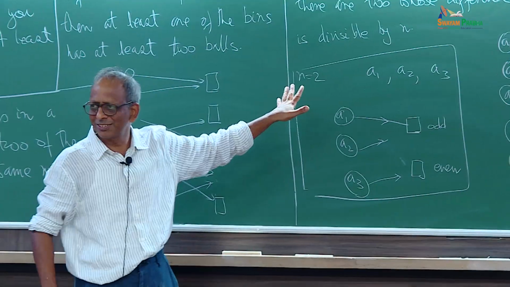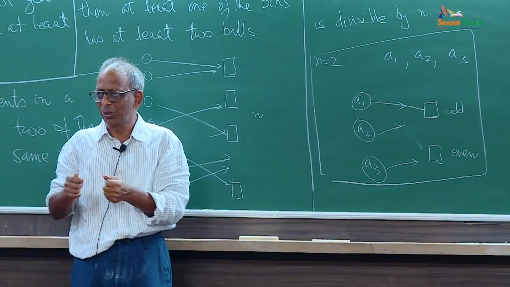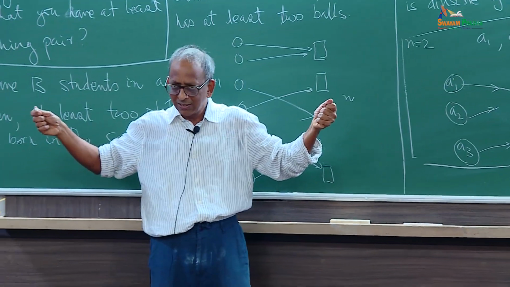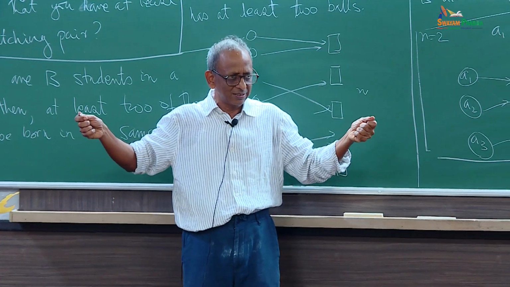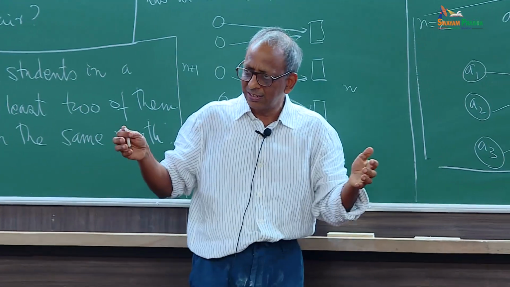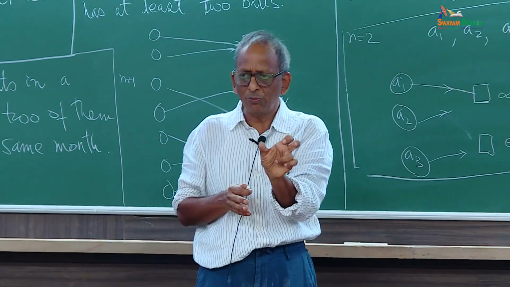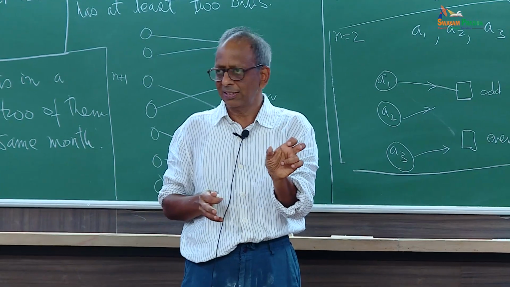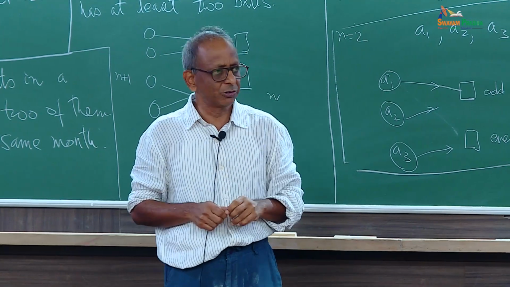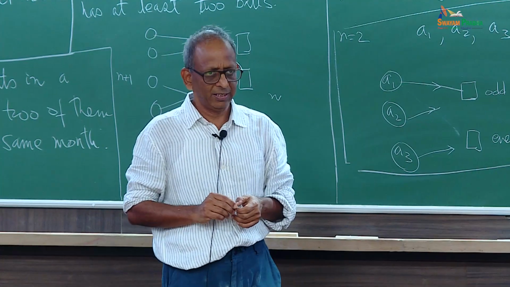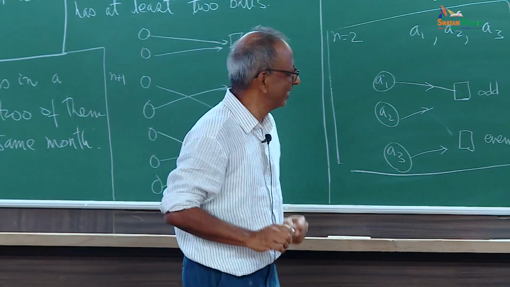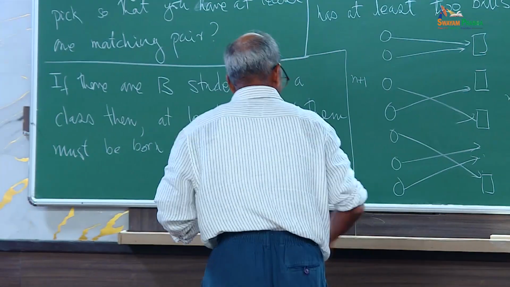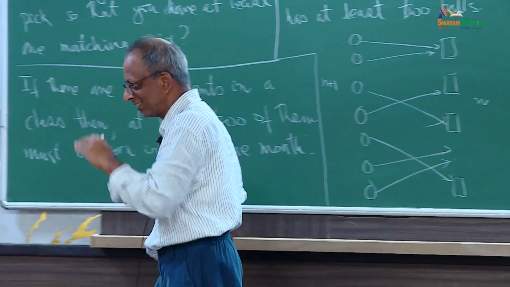Is everybody okay with this statement? That if you get n plus 1 numbers, you can always find two numbers whose difference is divisible by n. Okay, sorry. Problems are probably too simple.